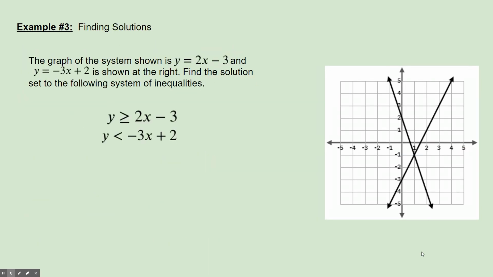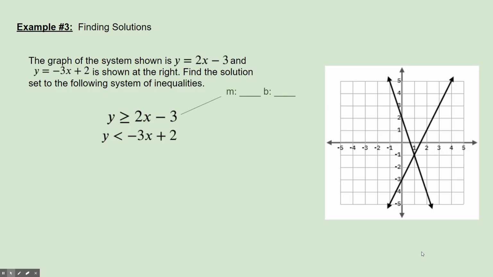And our last question for the day, finding solutions. So here we have a graph that's already given to us, but it's only the equations that are graphed, because notice there's no shading. So this problem says that the graph of the system shown is y equals 2x minus 3 and y equals negative 3x plus 2. Find the solution set to the following system of inequalities. So which line represents which inequality?